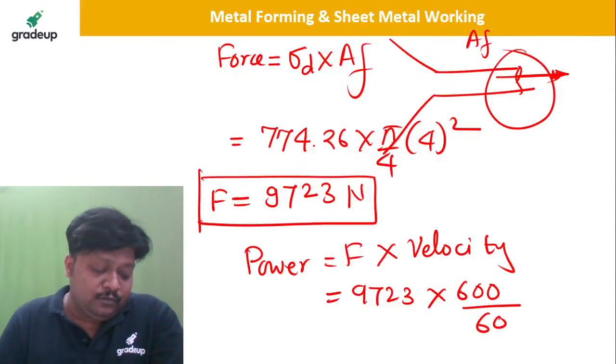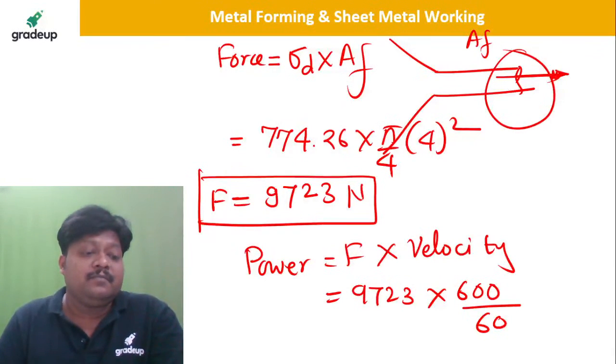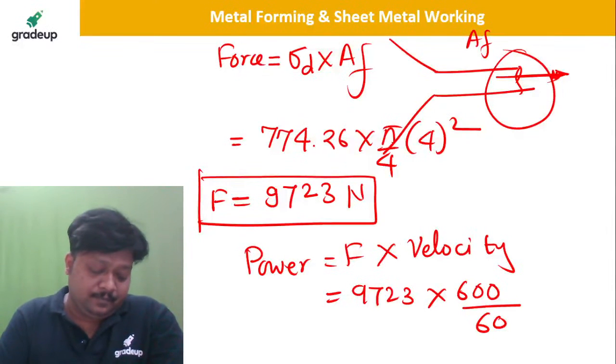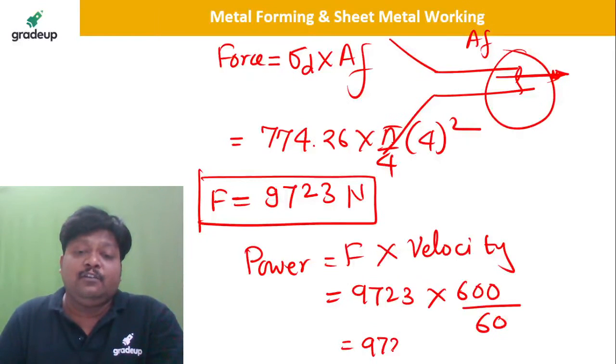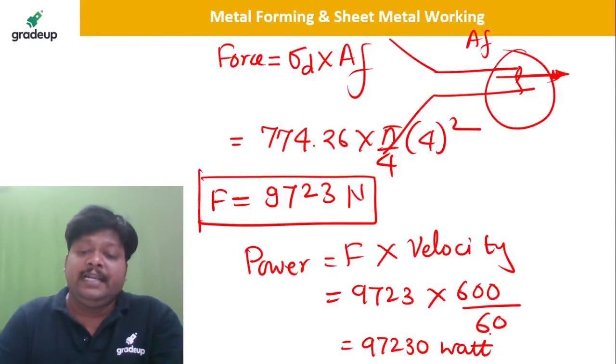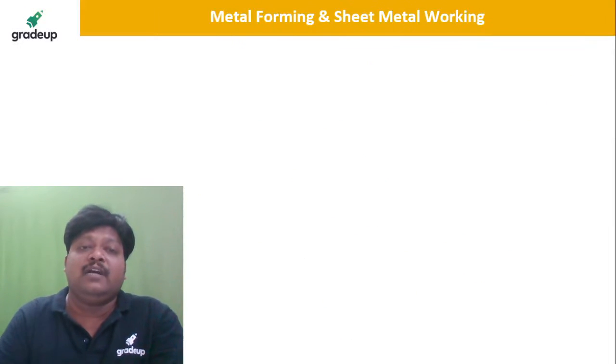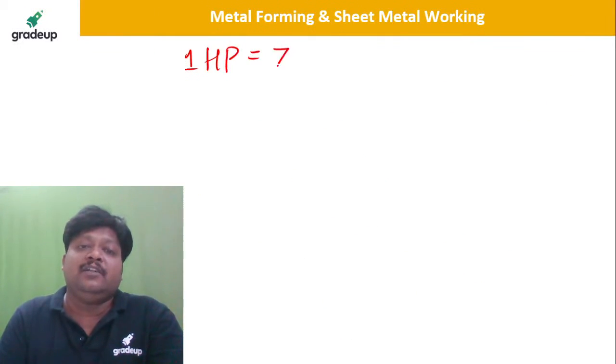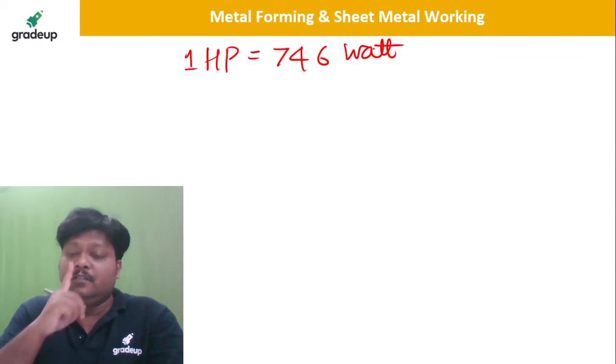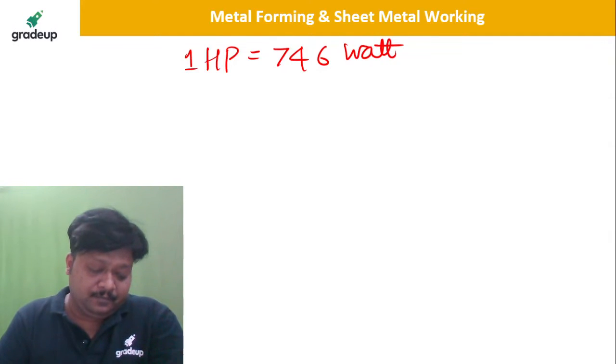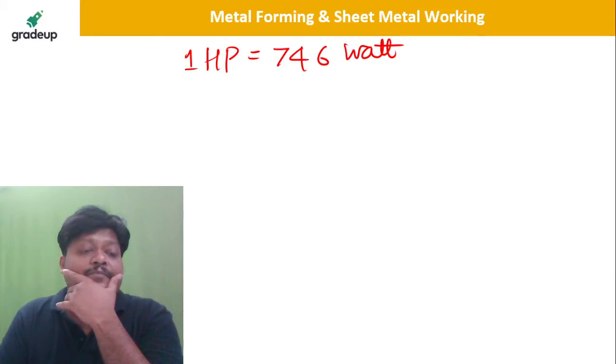So I am getting the value 97 kilowatt. 97.23 multiplied by 600 divided by 60 gives 97230 watt. Okay, and in which term do they want it? In horsepower. You know that 1 HP is 746 watt. So if you divide it by 746, how much will it be? It should be 130.